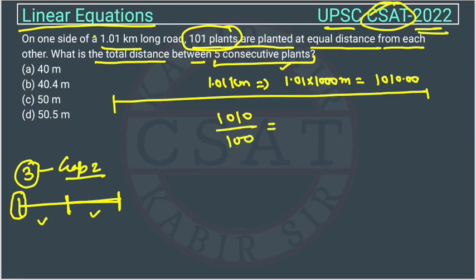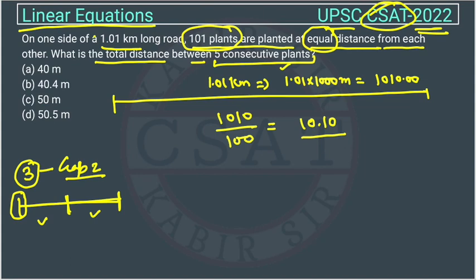Because we have to plant them at equal distance, the distance will be 10.10. So this will be the distance between any 2 consecutive trees. But the question is asking the distance between 5 consecutive plants.